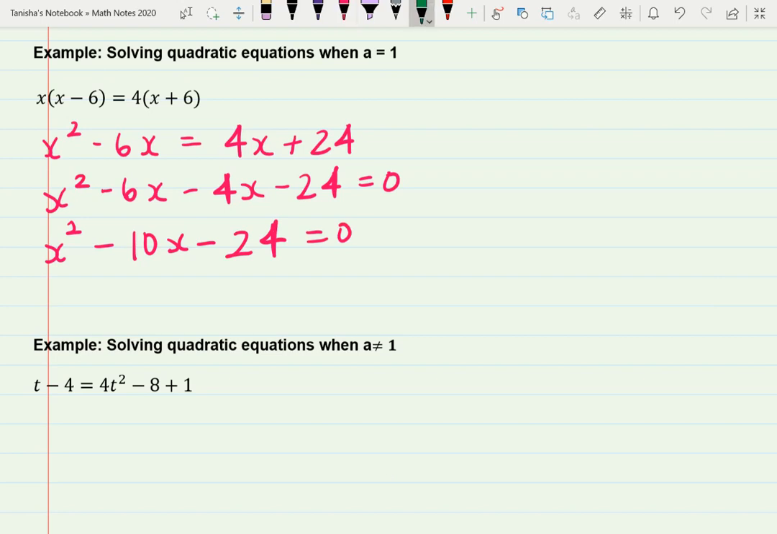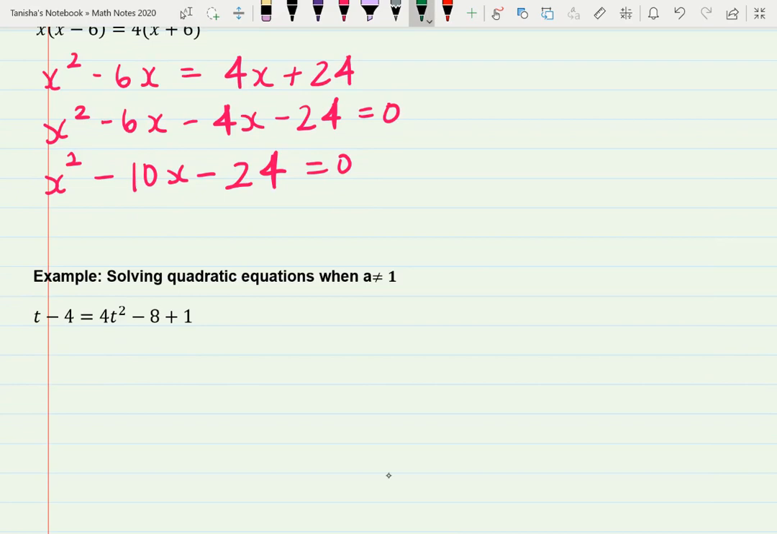Factoring my equation, I have x minus 12 and x plus 2. Check if you don't believe me. Stop the video, try your guess and check method, but when you do, it will factor into x minus 12, x plus 2.